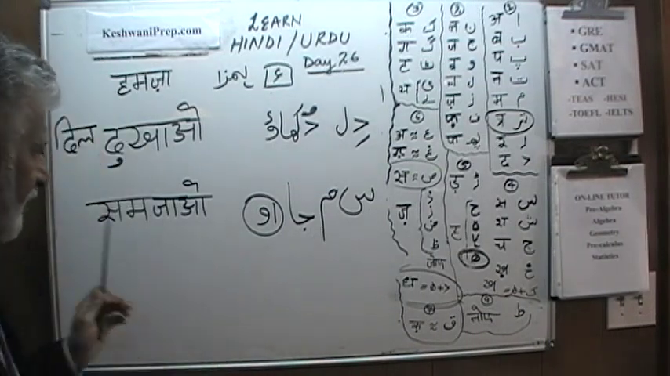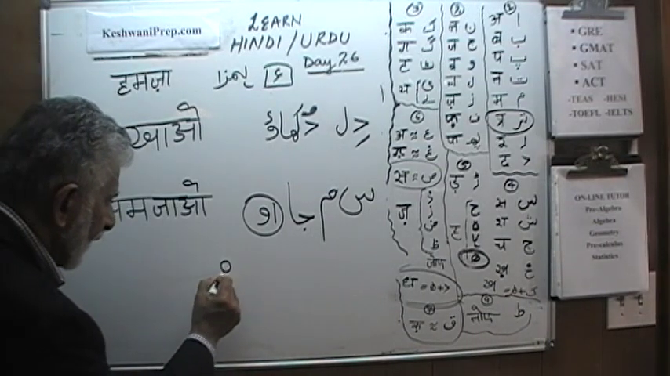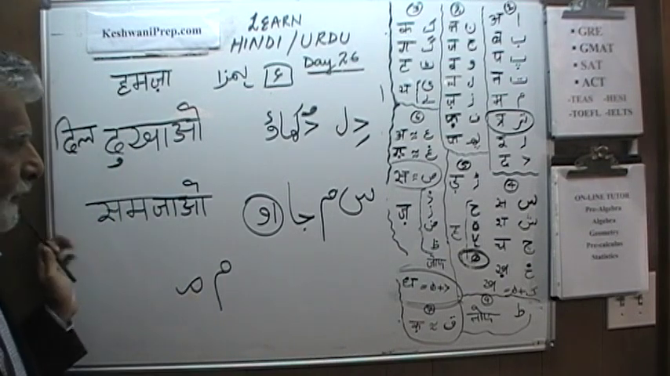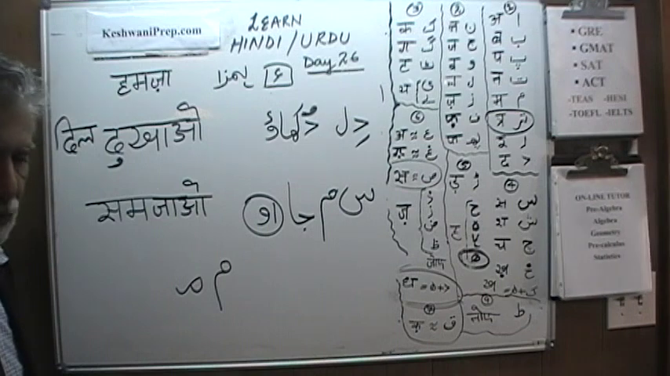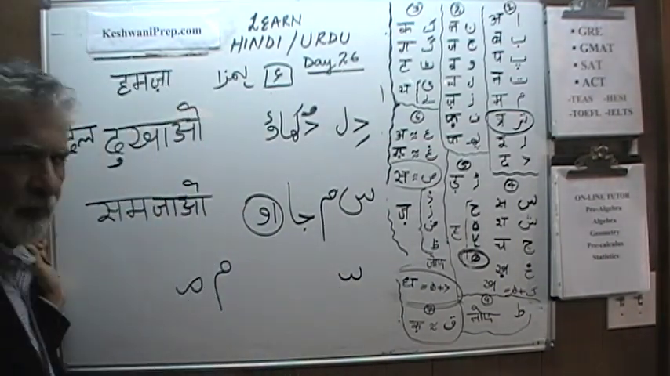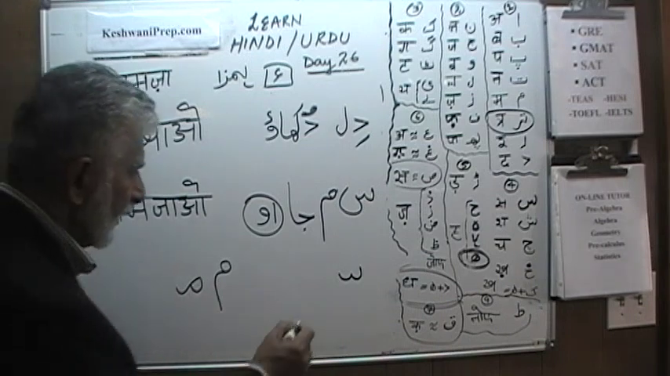When seen is about to join something, it no longer starts from the top and goes to the bottom. It starts from the bottom and goes like that. When it's about to join something, it no longer looks like this. It's just going to look like this. So let's begin. So here's your seen.